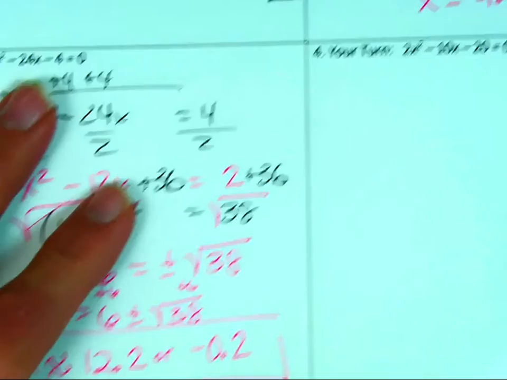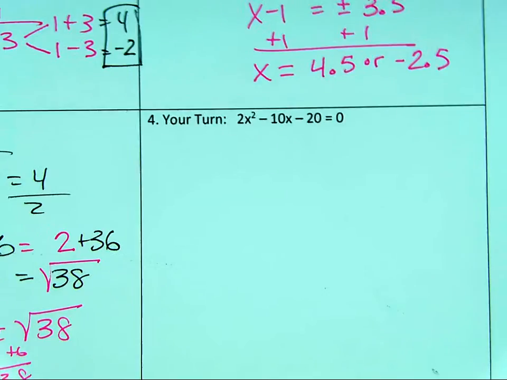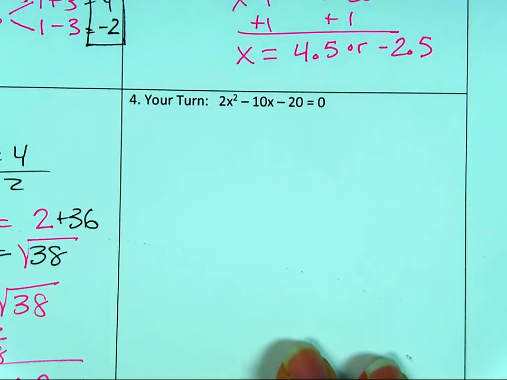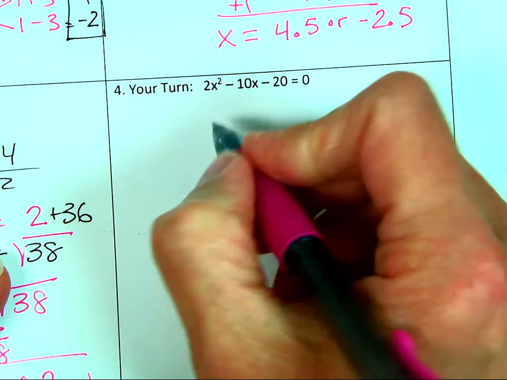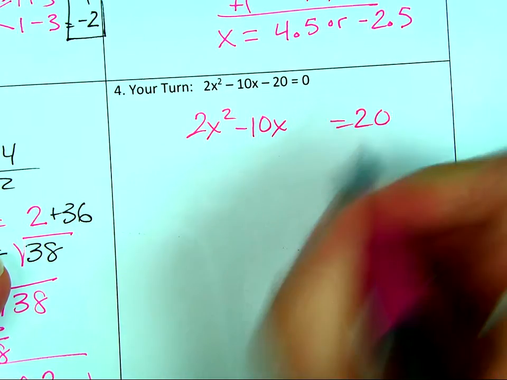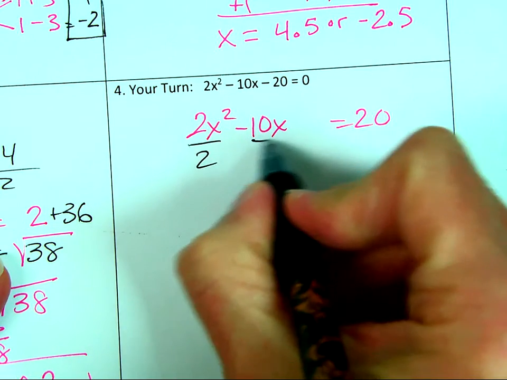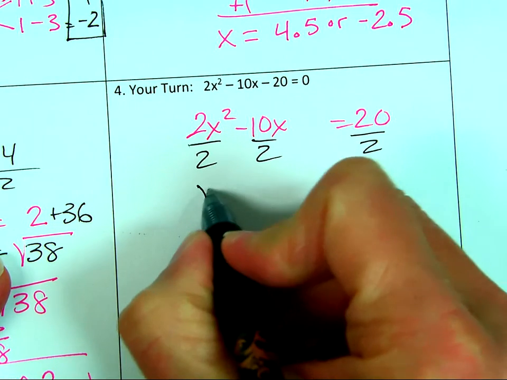Okay, so you can pause and try to do this one on your own and see how you do it. I'm going to go for it. So we're going to add 20 to both sides. And when I do that, I get this. Then I'm going to divide everything by 2 to get a equal to 1.